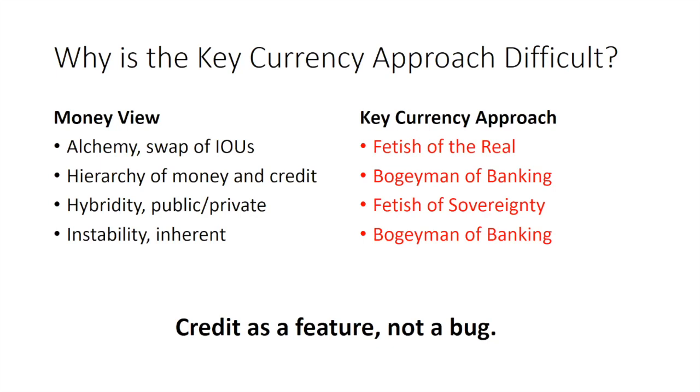This, of course, prevents you from understanding the world as it is, that credit is a feature, not a bug. It's a feature with some problematic aspects. So it needs management, as Bagehot always said, and that's the challenge. The challenge is management, not elimination of credit and its elasticity.